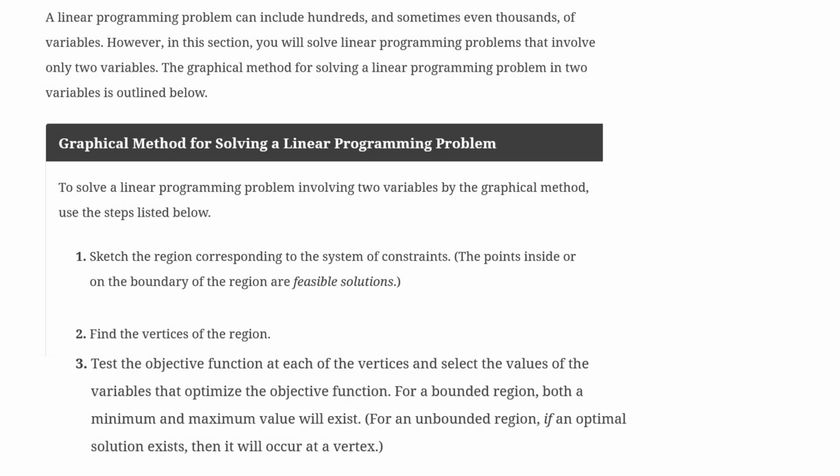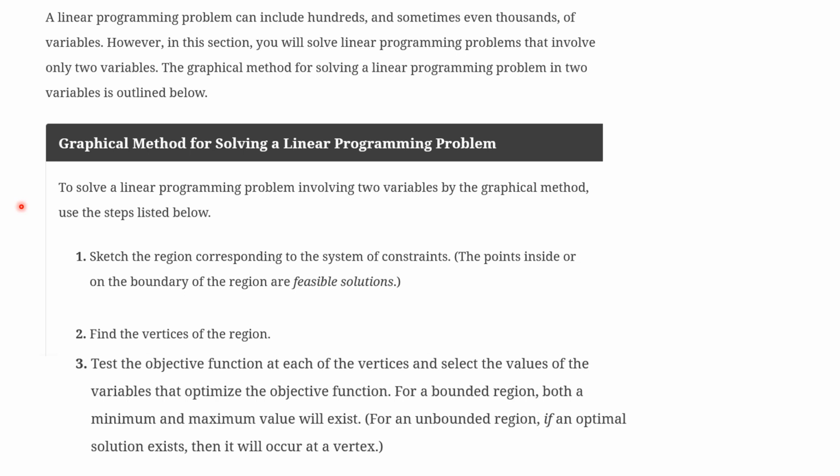A linear programming problem can include, in the real world, hundreds or sometimes even thousands of variables. In this section, we'll solve ones that only involve 2 variables, and we'll move to solving slightly bigger problems as we go forward. And this is called the graphical method for solving linear programs in 2 dimensions, and this is outlined below. And so what you do is, first of all, you formulate the problem.